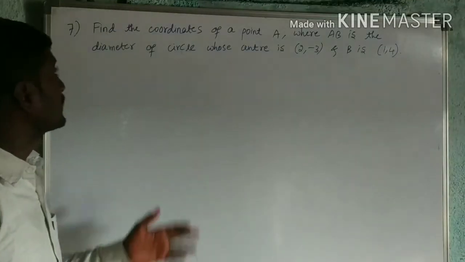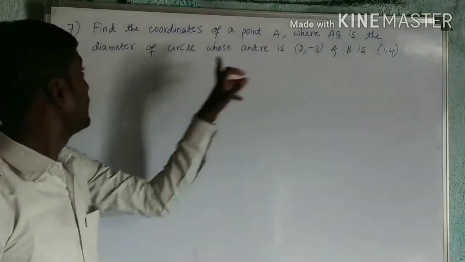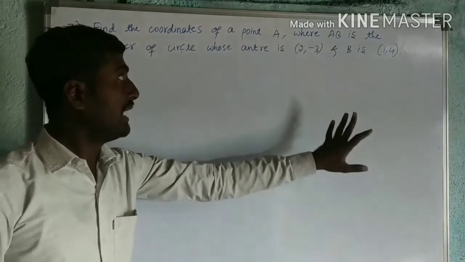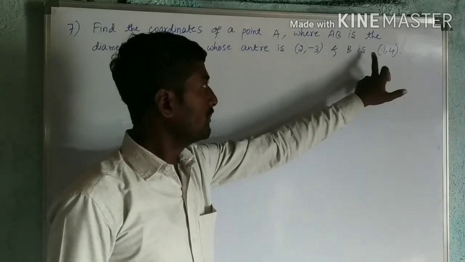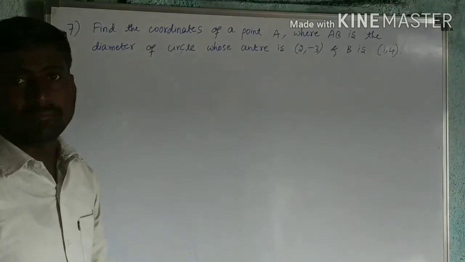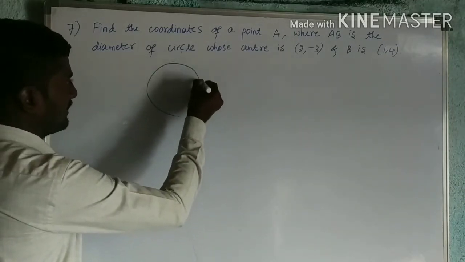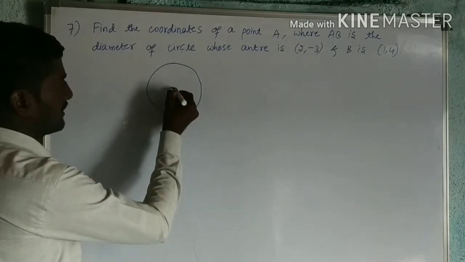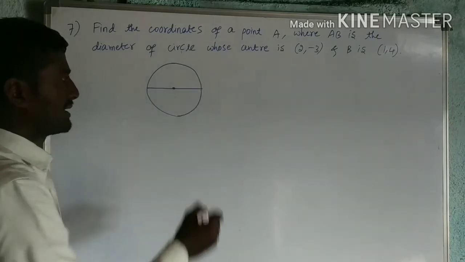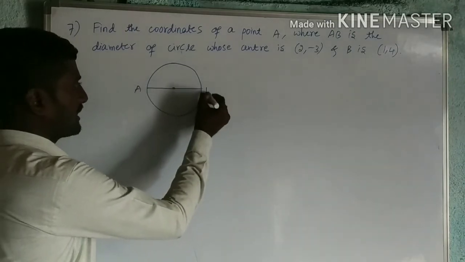Let us discuss the seventh question. Find the coordinates of a point A where AB is the diameter of a circle whose center is 2 comma minus 3 and B is 1 comma 4. So we have to find the coordinates of point A. So let us take a circle. In this circle there is a diameter. So this diameter is nothing but the chord passing through the center of the circle. So this is AB. AB is the diameter.